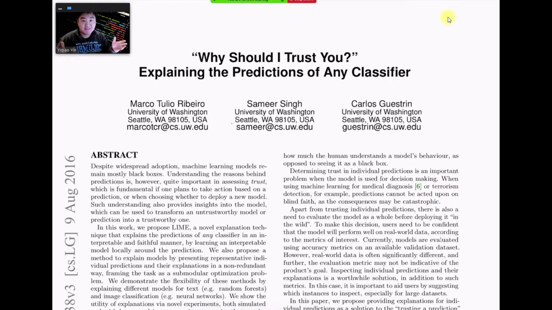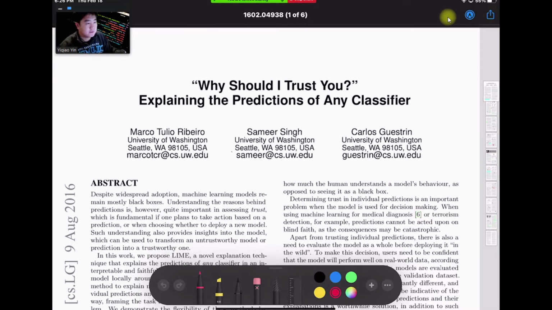So, with that being said, let's turn our attention to the iPad. Now, this paper that I'm reading today has a very exotic title. "Why should I trust you?" And it's specifically talking about explanation of the predictions of any classifier. So, right off the bat, I think this "any" is going to be the keyword that I personally like very much. If we're going to be talking about some methodology to explain predictions, I would want to work with as many classifiers as I possibly can.